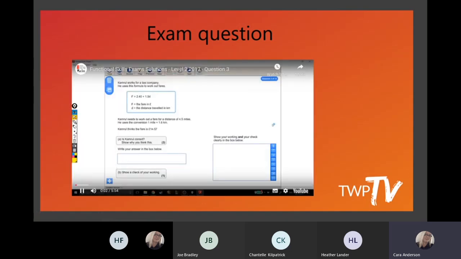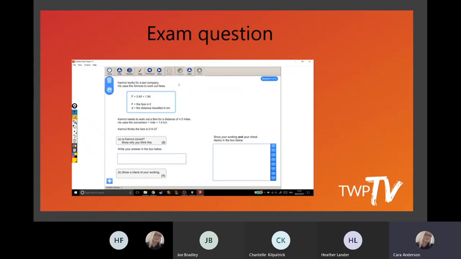Here we have a level 2 formula question. So if we just read through, Kamrul works for a taxi company. He uses this formula to work out fares, and this formula says you do £2.40 plus 1.5 times the distance travelled in kilometres. Kamrul needs to work out a fare for a distance of 4.5 miles. He uses the conversion 1 mile equals 1.6 kilometres. Kamrul thinks the fare is £14.57. Is Kamrul correct? Show why you think this, and then at the end we've got a check as well.